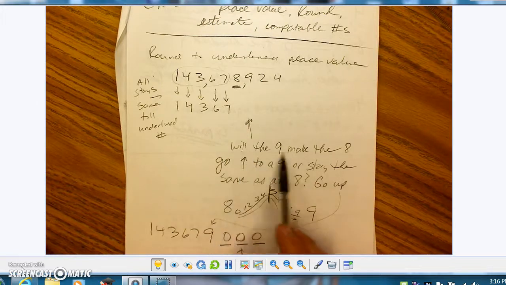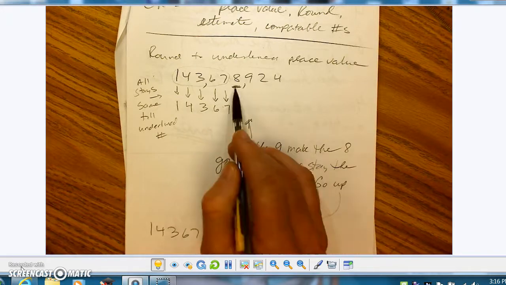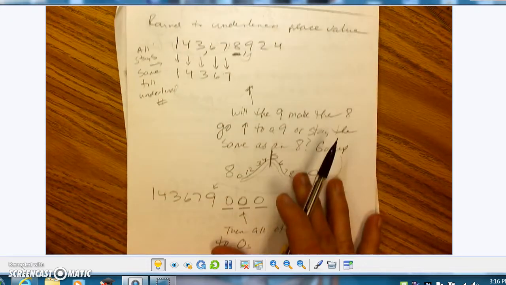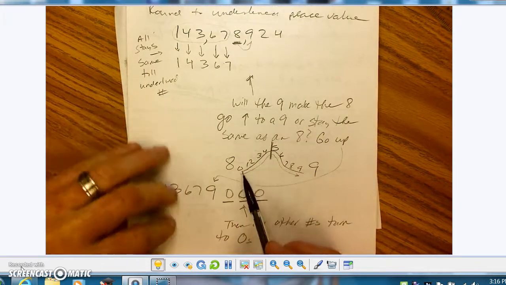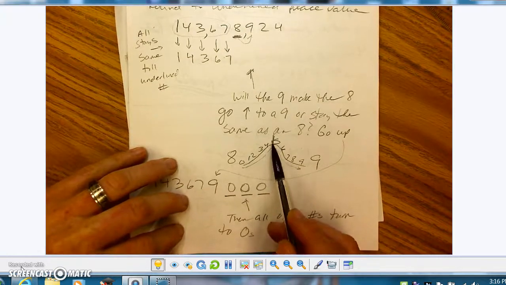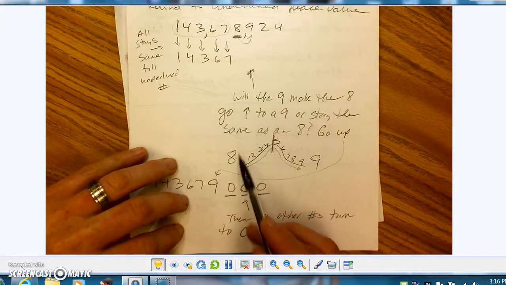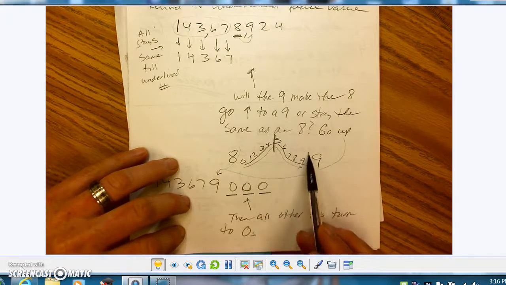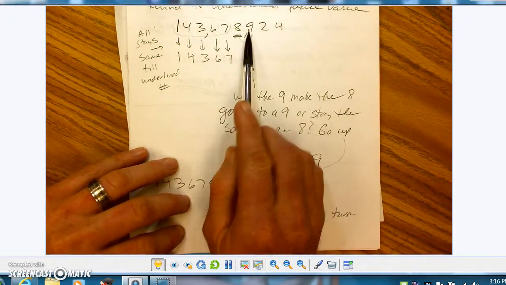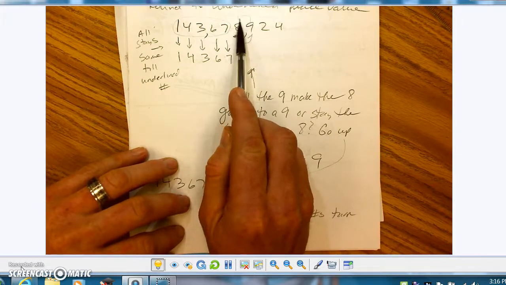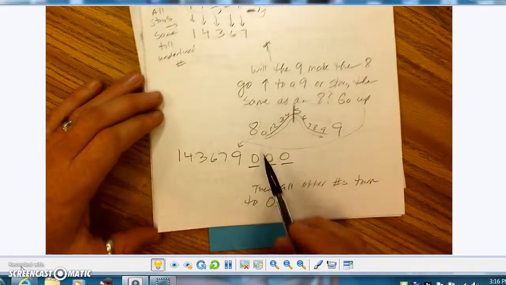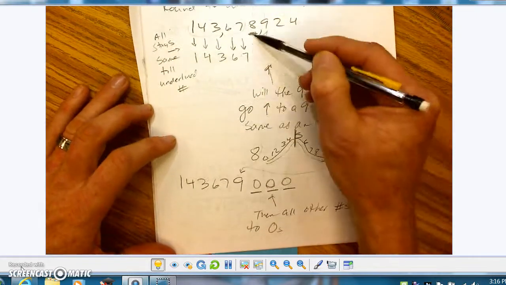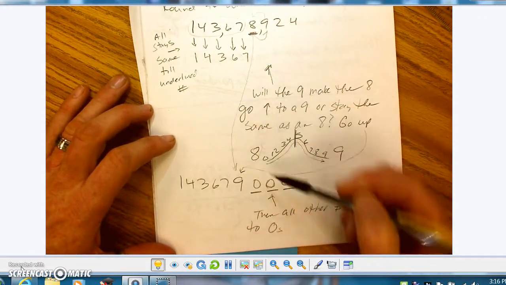So what you're going to have to do is look at this number. I ask, will the 9 make the 8 go up? You're going to look at the 9, and on our little guide here, 0, 1, 2, 3, 4s, the ball would make it roll back down to an 8. 5, 6, 7, 8, or 9s are going to make it roll to the next number. So this 9 would actually make that 8 go up to a 9. And so I wrote that down here. That 8 right there ends up turning into a 9.